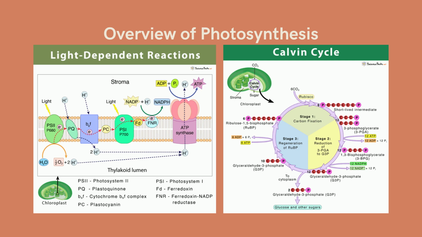So it is very simple to understand, and we will not delve too much on the process. You just need to understand that light-dependent reaction requires light and H2O, and Calvin cycle requires the products of the light-dependent reaction along with carbon dioxide.